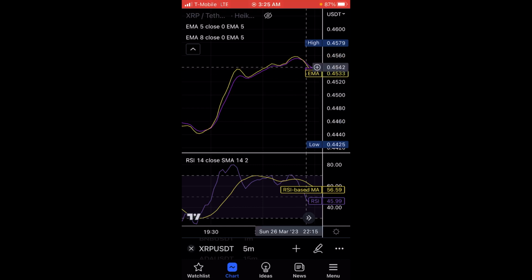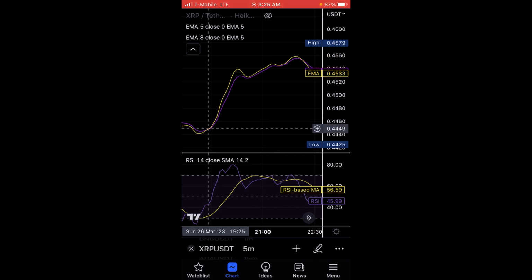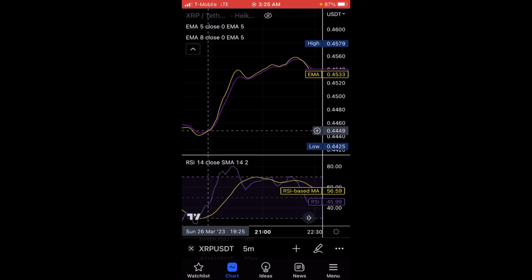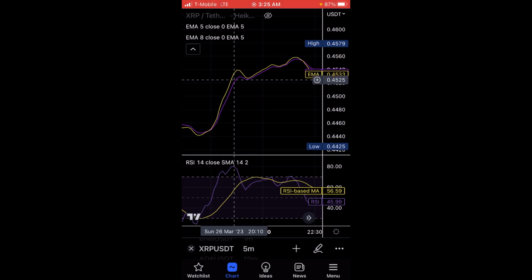Now if you look at the RSI where it ended, from where it is over here, you could have gotten out. If you based your end point on the RSI, you would have probably missed out on a little bit more gains if you got out right here.